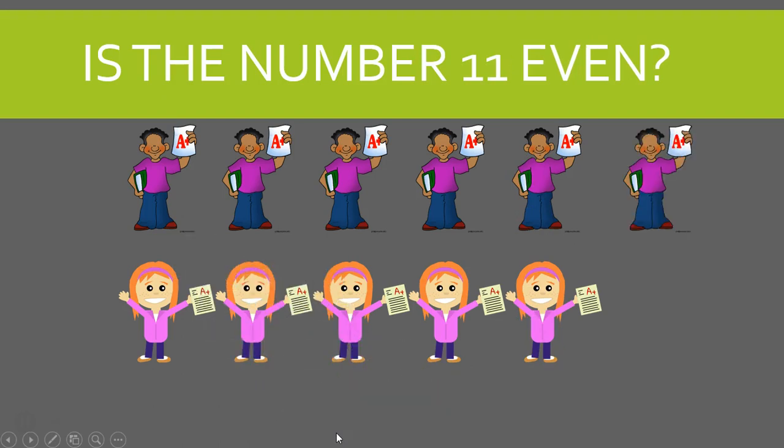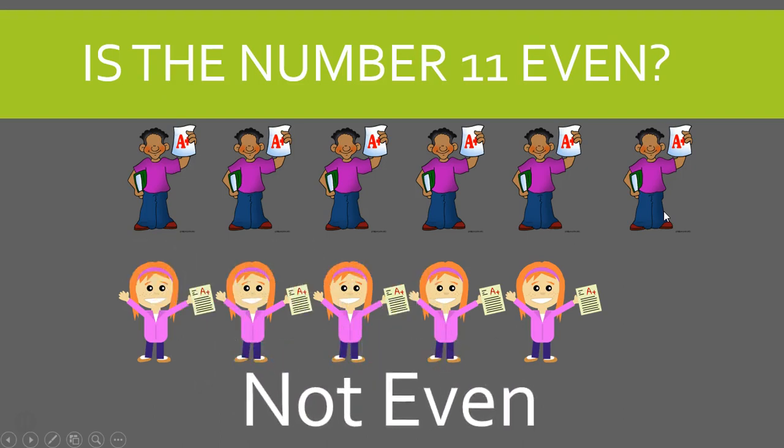Let's figure out, is 11 an even number? I've got 11 students here. Let's see if everybody has a partner. Let's see, these two are partners. These two, these two, these two, these two. Well, looks like this boy right here, he doesn't have a partner. So that means that 11 is not even.